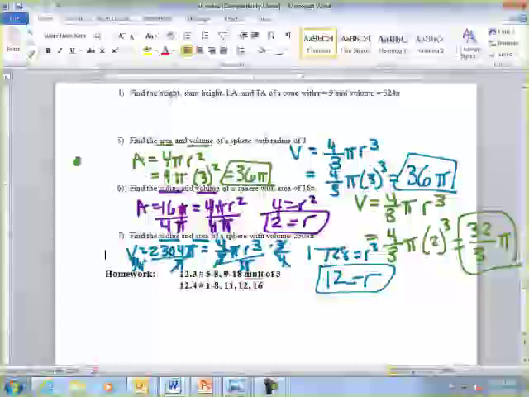Then from here, we also still need to find area. Our area formula is 4 pi r squared. So now that we know we have a radius of 12, we can do 4 times pi times 12 squared. 12 squared is 144, times 4 is 576. And the pi just tags along.